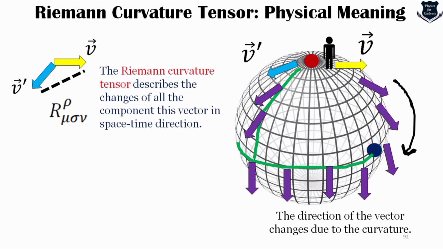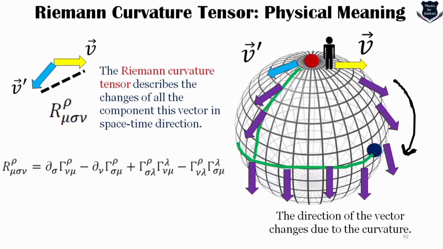So the Riemann curvature tensor describes the change of all the components of this vector in space-time direction. That means if you see in a Euclidean plane, it will be the same. If I start with one point, I'll come back to the same point. The vector arrow doesn't change. But only when the vector takes a different shape after coming back from the original point, traversing across the sphere or a curved manifold, that means it has undergone a change. And what amount of change is this? This is basically what the Riemann curvature tensor describes.